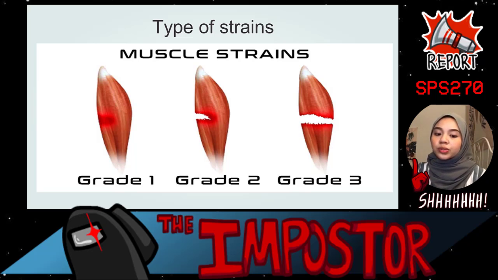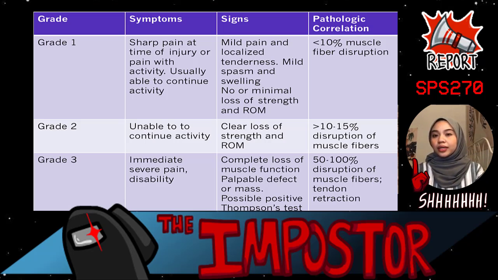Right now, I will explain the types of strain that we have. As you know, a strain is an injury to a muscle or a tendon. We have three types of strain: grade 1, grade 2 and grade 3. Firstly, grade 1 strain: sharp pain at the time of injury or pain with activity, and usually the patient is able to continue activity. The signs are mild pain and localized tenderness, mild spasm and swelling, and no or minimal loss of strength and range of motion.